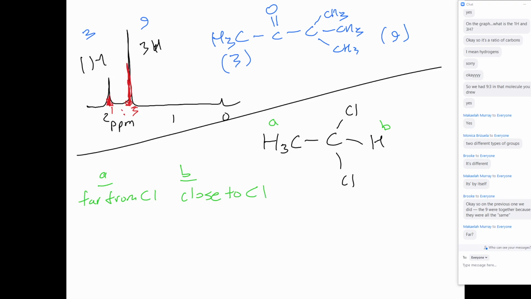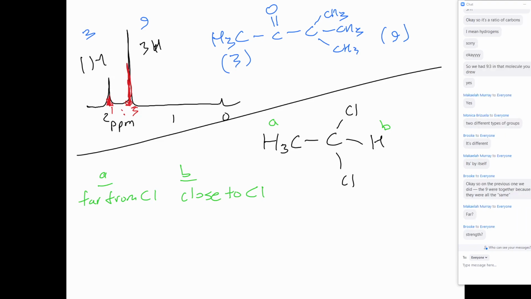Is that going to affect the shape, as in doublet, singlet, triplet? Is it going to affect how many? Because it's close to Cl, is it going to make this 7 H's instead of 1? Or is it going to affect how strong the magnetic field is that we need to find it? This is the strength, exactly. So this will be at a higher ppm because of that.